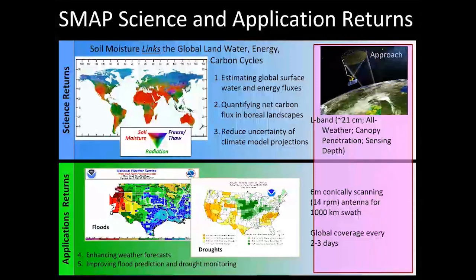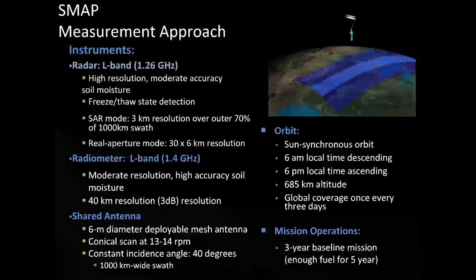And SMAP changed its design from what SMOS had originally done, and it has a conical scan, and I have an image of this later on, and a large antenna which has a 1,000-kilometer swath, which has very ample coverage, which allows us to get global measurements in 2 to 3 days as opposed to longer periods. So definitely an improvement.